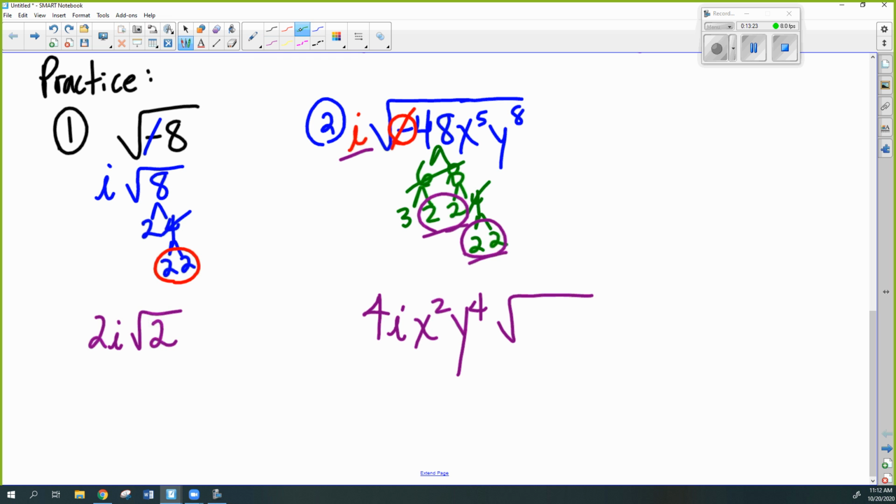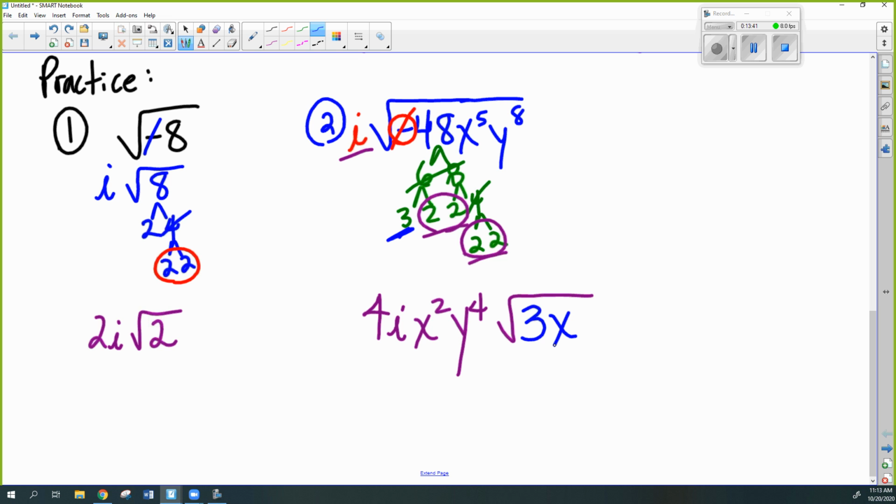There was, let me get a different color. There was a 3 left over, and there was an x left over. Okay? Anything else?